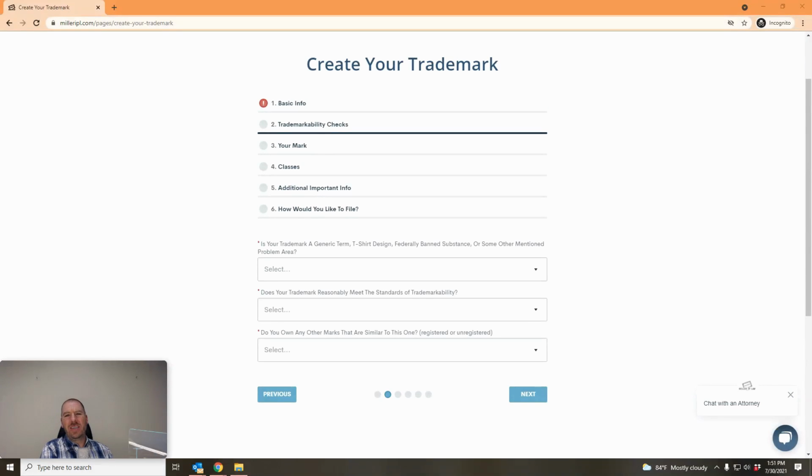So the next topic you'd be going over when you're looking at a trademark is a few questions as to whether or not it's trademarkable. In other words, you can be using a name for your company, a name for a product, a catchphrase, or a logo. The question when you're filing is whether or not that's trademarkable.